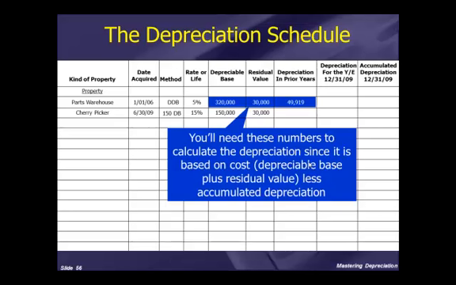Then over here, the depreciable base is 320,000 for the warehouse. The residual is 30,000. And there is depreciation in prior years, because this was acquired in 2006. So remember that what you're going to need in order to do the calculation is to take the depreciable base plus the residual value less accumulated depreciation, and multiply that times your rate when it comes to declining balance.